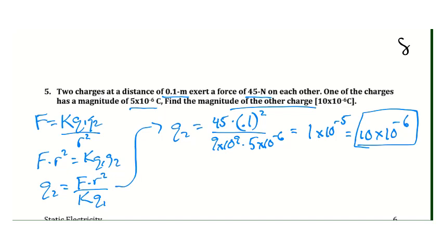So again, when you type it in, it's very important that you either use parentheses or you actually type 45 times 0.1 squared divided by 9 times 10 to the 9th divided by 5 times 10 to the negative 6th. I prefer using divide because there are fewer mistakes than if you use parentheses, from what I have observed with kids in the past.